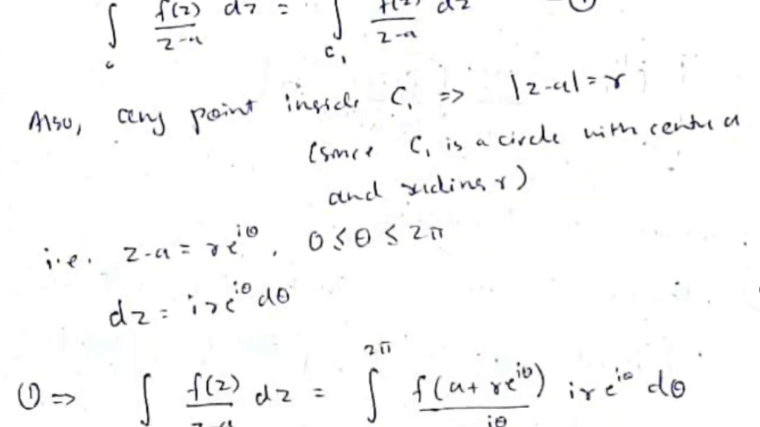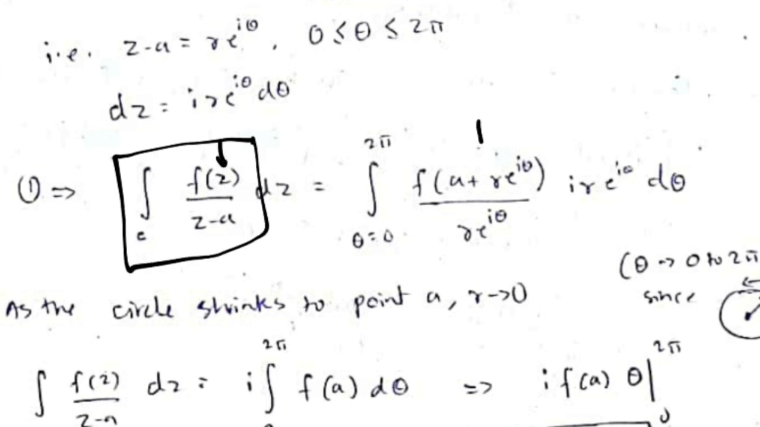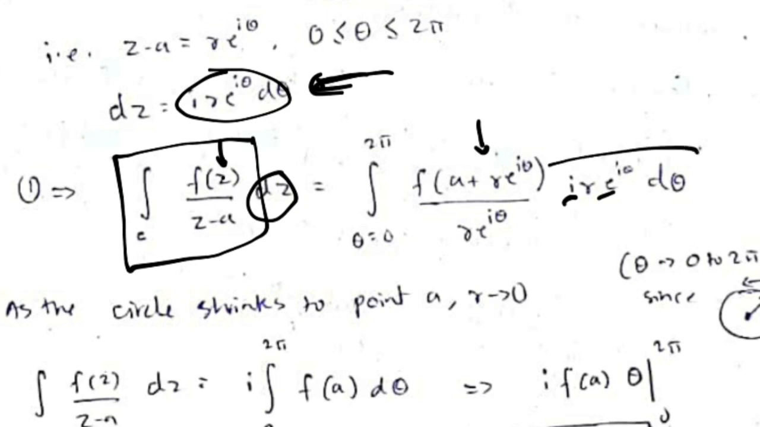After that we have to take z minus A as r e power i theta. This is the standard formula. Therefore what will be dz? dz will be i r e power i theta d theta, okay. From here we will get the value of z. If we shift minus A to here, that will be A plus r e power i theta, okay. That we will use in this equation f of z. Instead of z we will write A plus r e power i theta, and dz will be substituted by the equation which we got here, that is i r e power i theta d theta, okay.